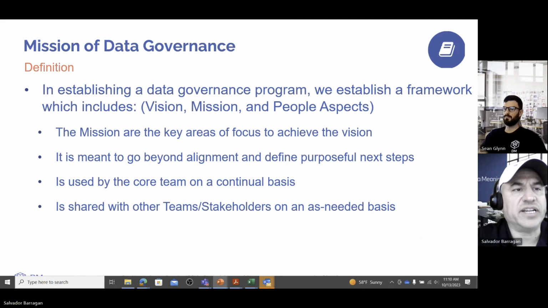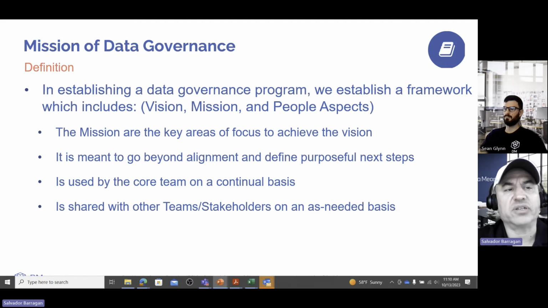So the mission of data governance, this is where from the vision you go to the mission, and this is where we want to start establishing the program, establishing the framework. What is that going to look like? So the mission are the key areas of focus to achieve the vision. The mission is meant to be aligned. So you want to be aligned with the business. You want to define the steps that you're going to take in order to achieve the mission.